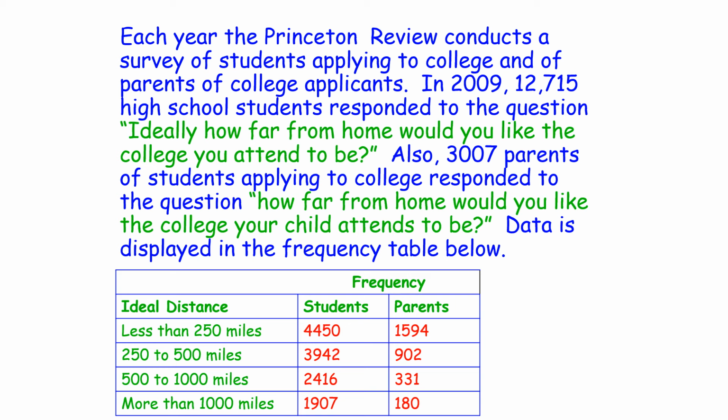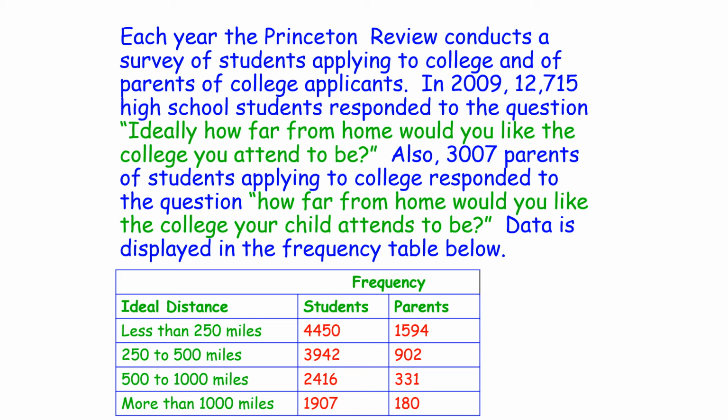Now, each year the Princeton Review conducts a survey of students applying to college and of parents of college applicants. In 2009, 12,715 high school students responded to the question, ideally, how far from home would you like the college you attend to be? And also, 3,007 parents of students applying to college responded to the question, how far from home would you like the college your child attends to be? And that data is displayed in this frequency table.